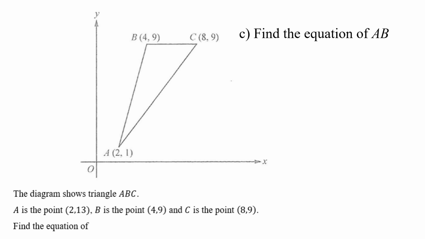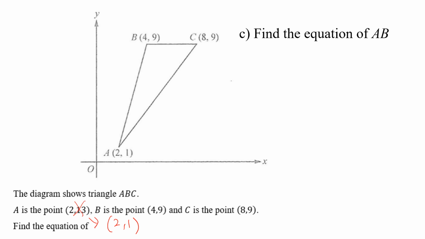Okay, let's come to part C. Oh, I just realized something. On the diagram, point A is (2, 1), that's correct. But the question says point A is (2, 13). This is not correct. It makes sense to have (2, 1), because you can't have point A's y coordinate be 13, as 13 would be above points B and C.